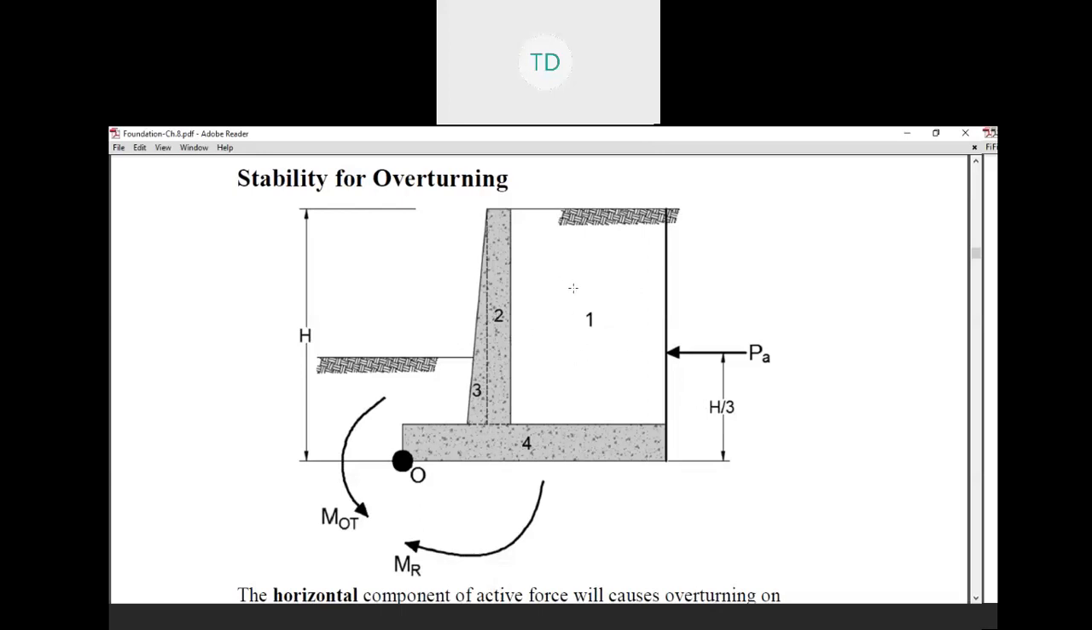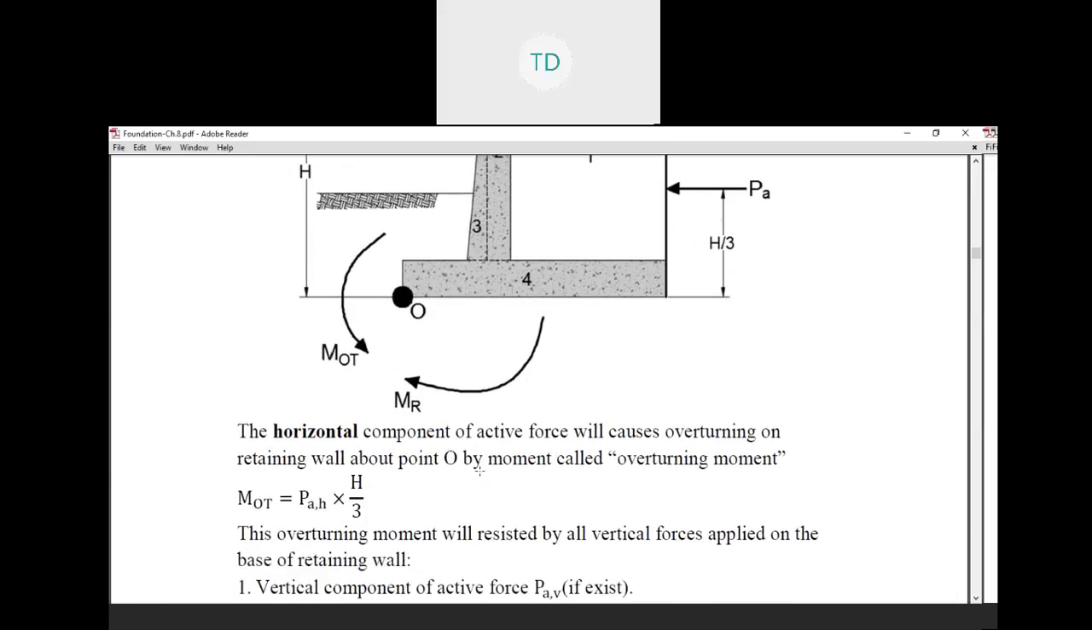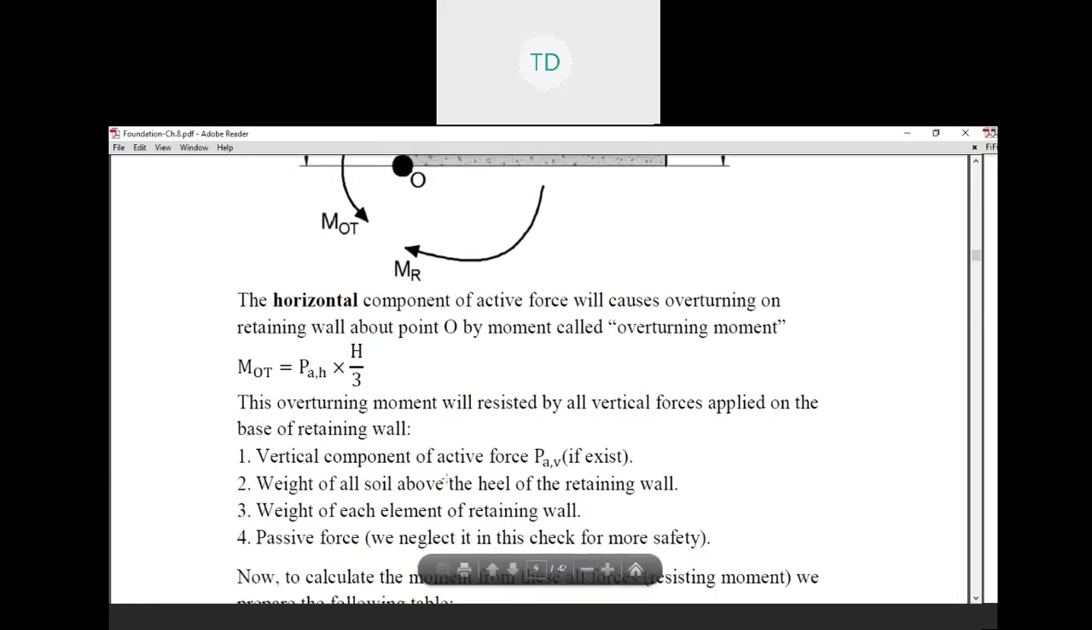Number one is the soil or any filling material. Number two is part of the stem. Number three, the triangle, is also a part of the stem. And number four is the base of the shear wall. Let us discuss the other points.